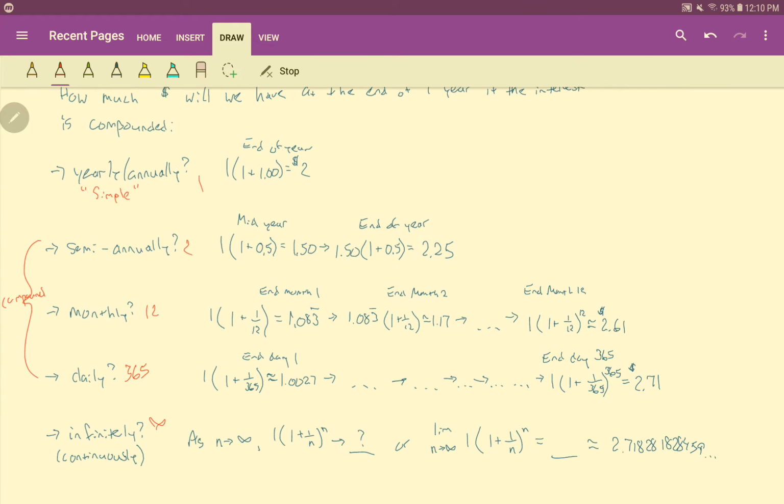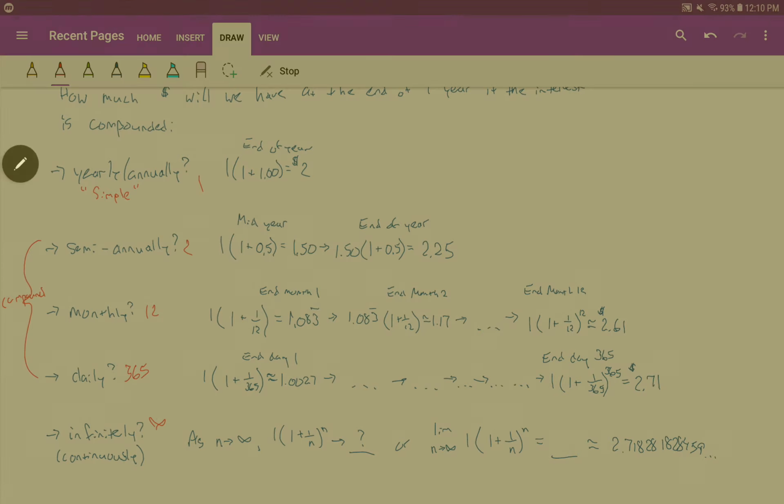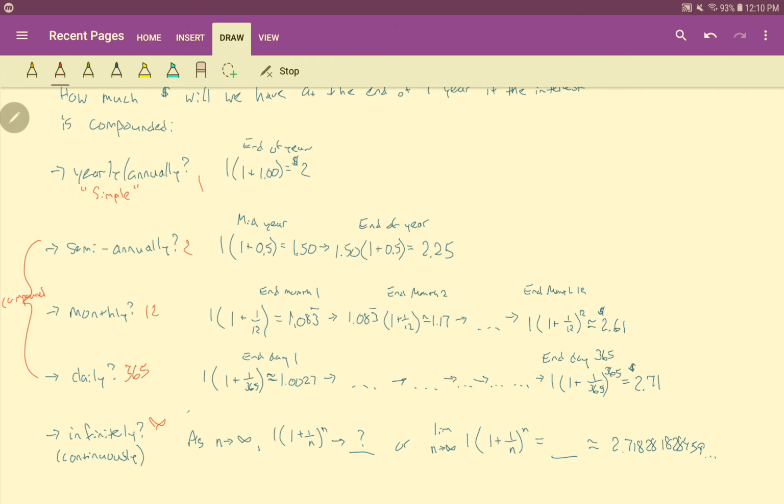Which would be like continuous, right? Whoops, which would be like continuous. Wow. Hot mess here.